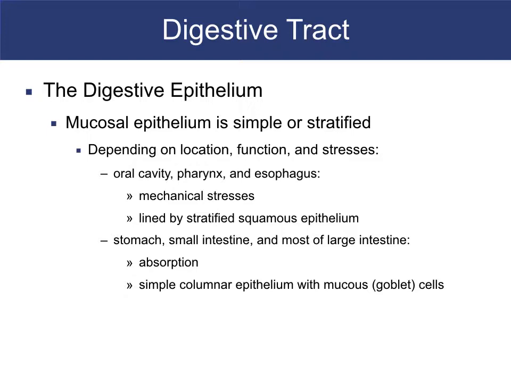So once it gets down, it's stratified squamous down to the bottom of the esophagus. And right at the bottom of the esophagus, at what we call the GE junction, the gastroesophageal junction, it changes. It becomes simple columnar epithelium with mucus glands, and it continues as simple columnar all the way through until the anus, right, the very last little inch or two of your butt.